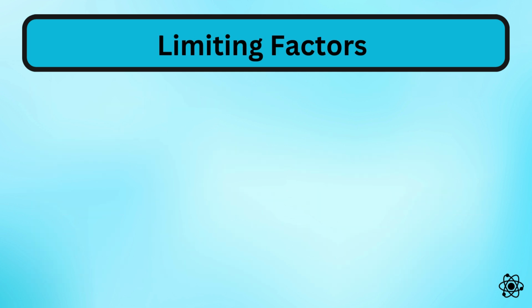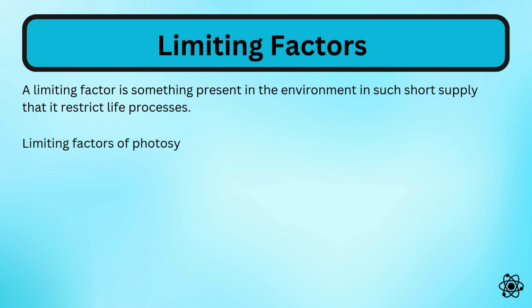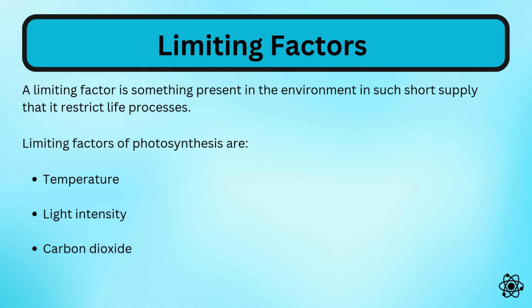Let's learn about limiting factors now. A limiting factor is something present in the environment in such short supply that it restricts life processes. Limiting factors of photosynthesis are temperature, light intensity, and carbon dioxide concentration.